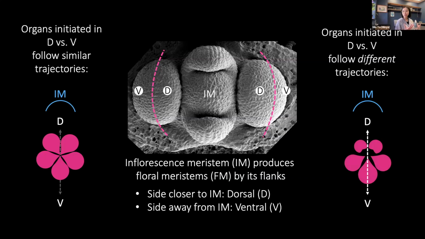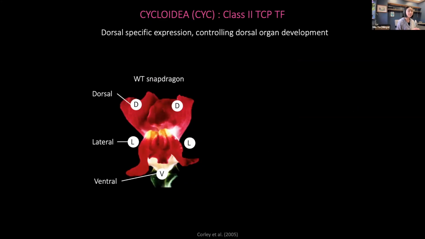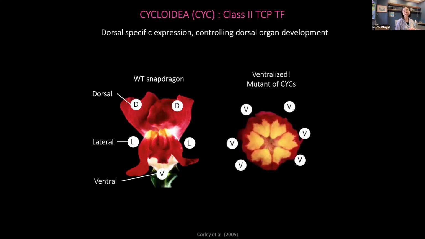Now that we know the dorsal and the ventral can be readily physically distinguished, it's normal to wonder how the domains are defined. Luckily, work from the early 1990s in Snapdragon has provided a solid foundation for us. People discovered that a TCP transcription factor, cycloidea, together with its close homologs, controls dorsal organ identity. Both of those genes have dorsal-specific expression, and they control the developmental process of the dorsal organs. Without the cycloidea genes, the flowers become radialized, completely ventralized.